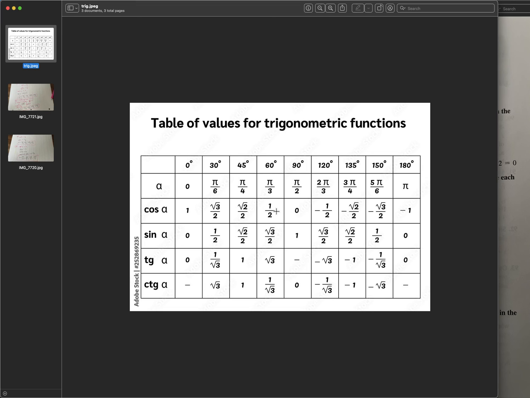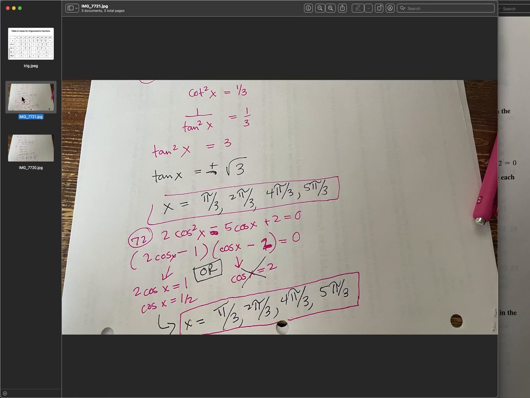So here's positive 1/2, and that's pi over 3. And since it's put in pi, it wants it expressed in pi instead of degrees. So 1/2 is pi over 3, and then negative 1/2 is 2 pi over 3. And so my answers are pi over 3 and 2 pi over 3.